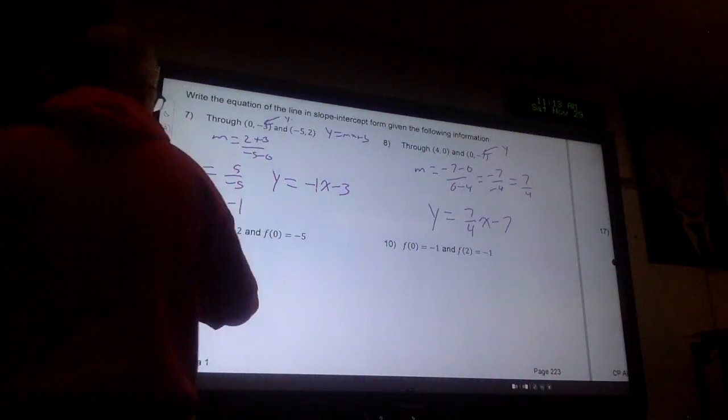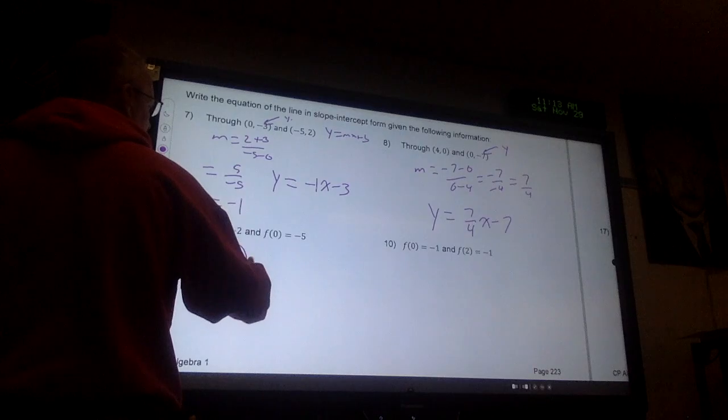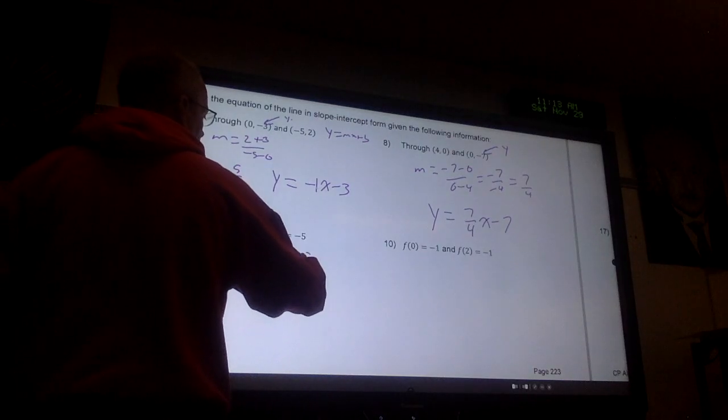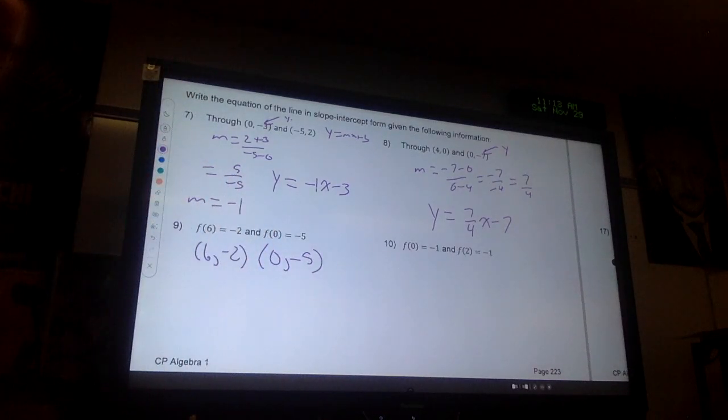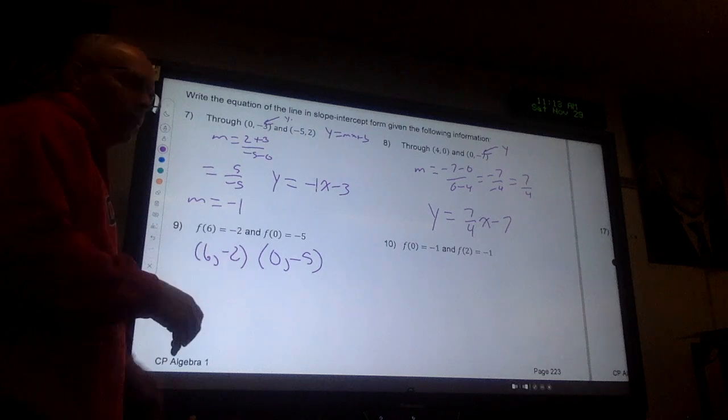Okay, this is called functional notation. So this represents the point 6 comma -2. This represents the point 0 comma -5. Okay, it just means the same thing. So when you see the functional notation where you have an f parentheses with a number, that's an x value. It's equal to the y value.